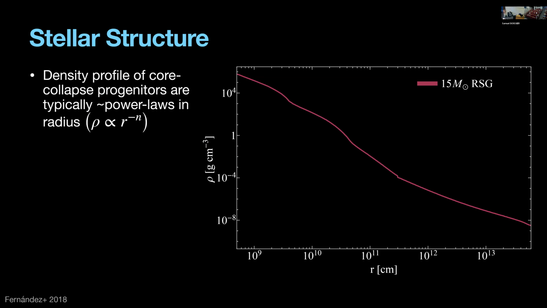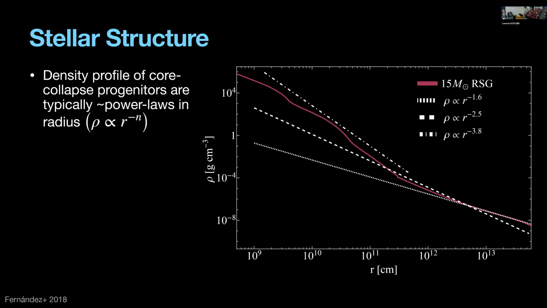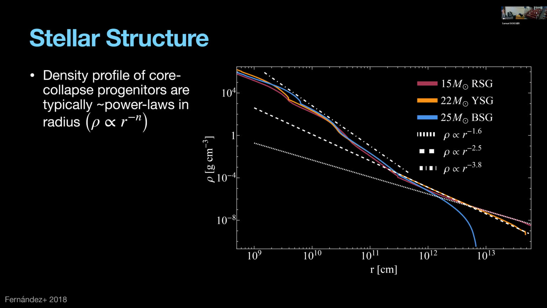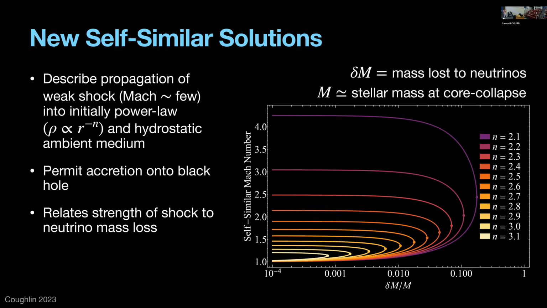And so, again, a simple picture of stellar structure. Supergiants tend to have piecewise power law profiles, which, for theorists and observers, power laws are great. You can kind of squint and make out some power laws there. So this is just a 15 solar mass red supergiant. And then yellow and blue supergiants display similar behaviors.